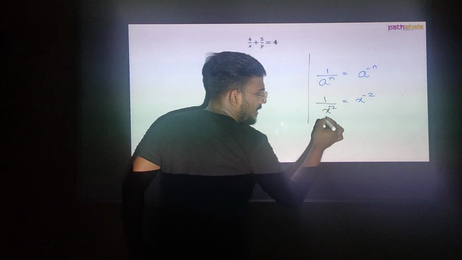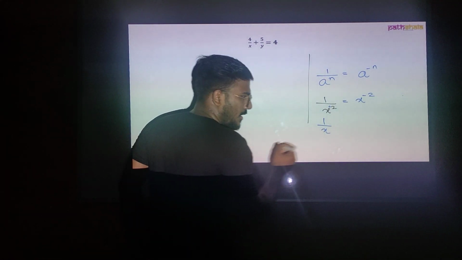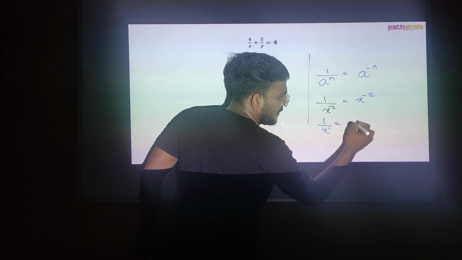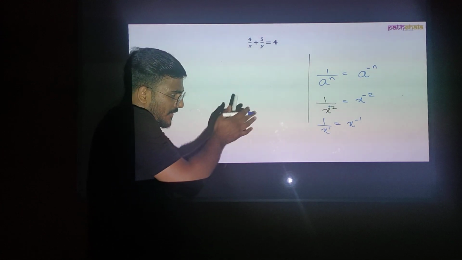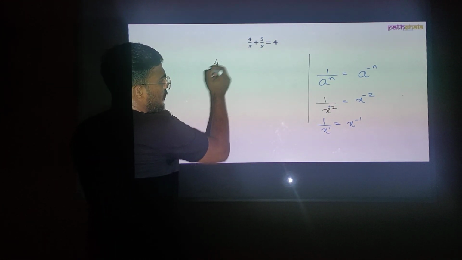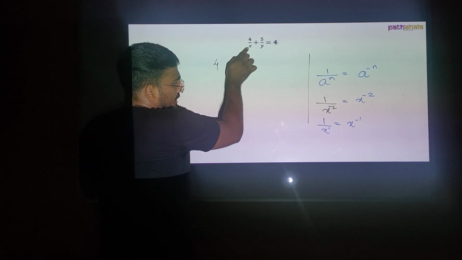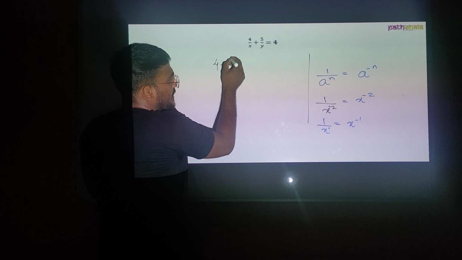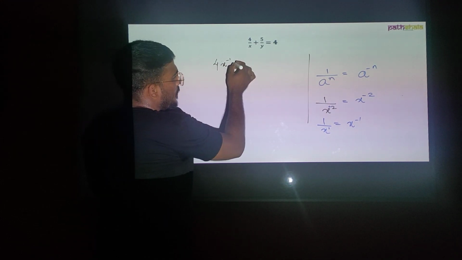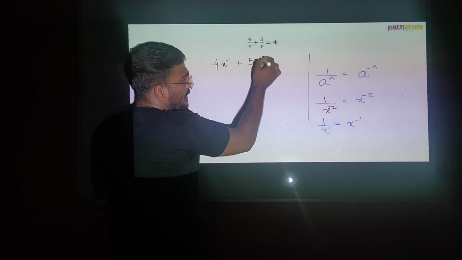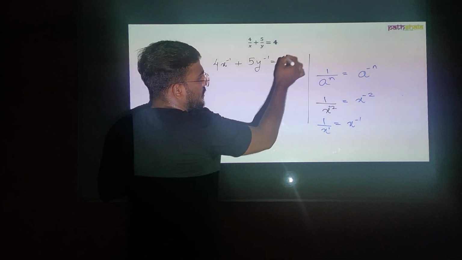So can you tell me what will it be for 1 upon x? What is the power of x? If it is nothing, it is 1. X raised to 1; when it goes up, it becomes -1. So we are going to use this property in this sum. So how do I write this? Can I say 4 will be written as it is? In the denominator we have x, so if I take this in the numerator, it becomes x raised to -1, plus 5 will be written as it is. Y taken up becomes y raised to -1 is equal to 4.